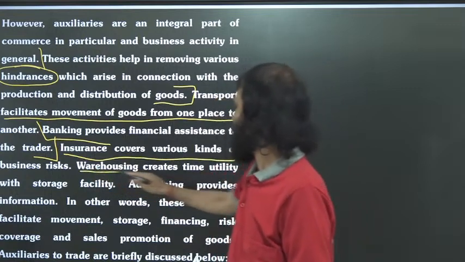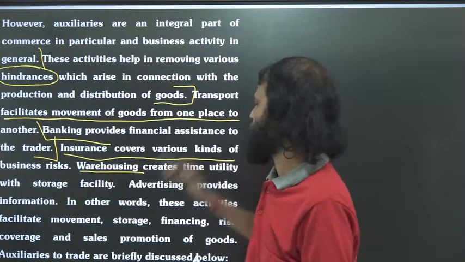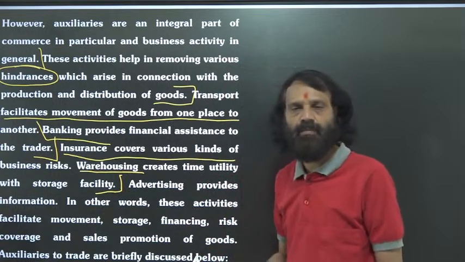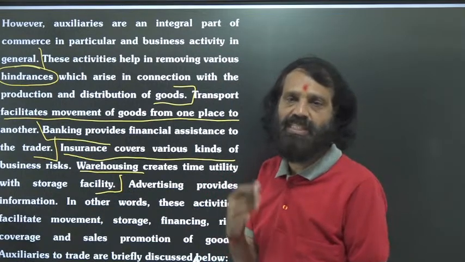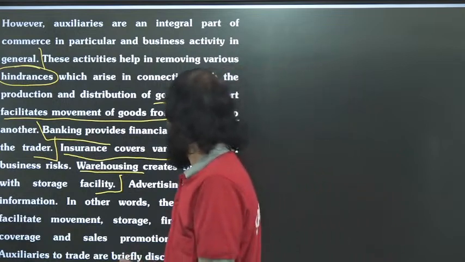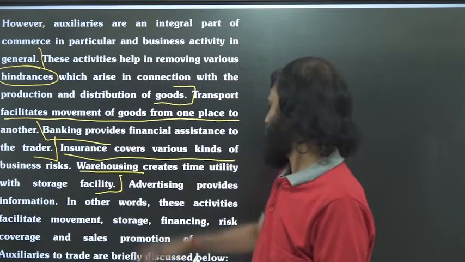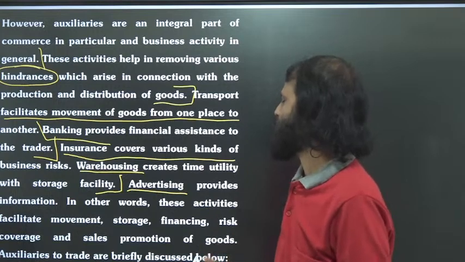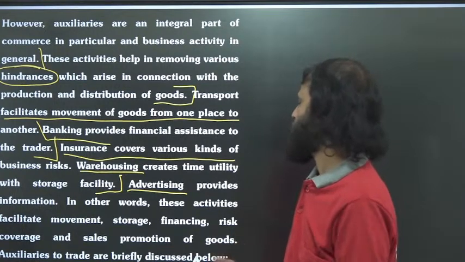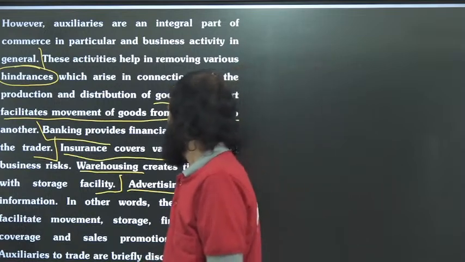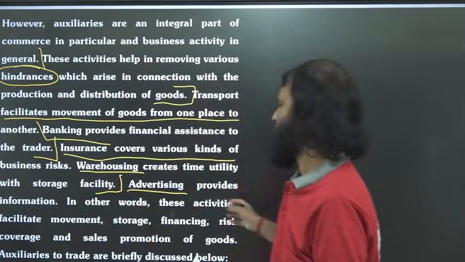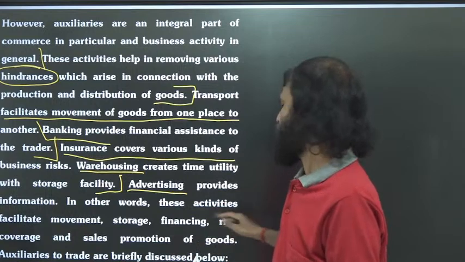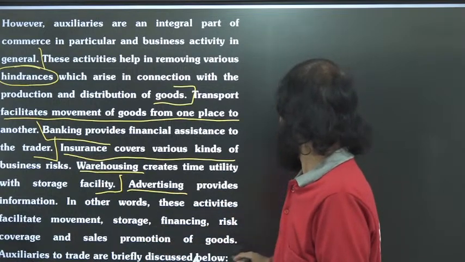Insurance, what is the benefit of insurance? Insurance covers various kinds of business risk. Warehousing, what are the benefits of warehousing? Warehousing creates time utility with the storage facility, so that the warehouse has special facilities by which we can protect our goods properly, so that the goods or products may not get damaged. Another one is advertising. Advertising provides information and it conveys to the mass. The mass will come to know about the products and services in the market. In other words, these activities facilitate movement, storage, financing, risk coverage, and sales promotion of goods. Auxiliaries to trade are briefly discussed below.